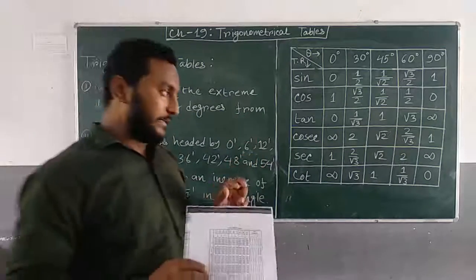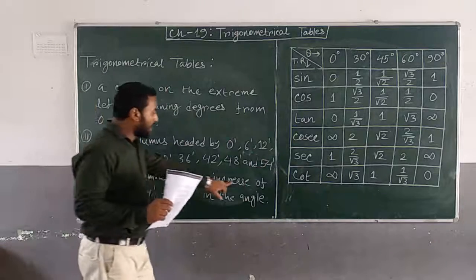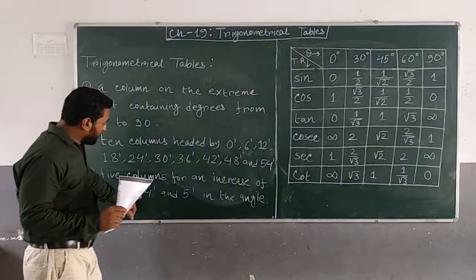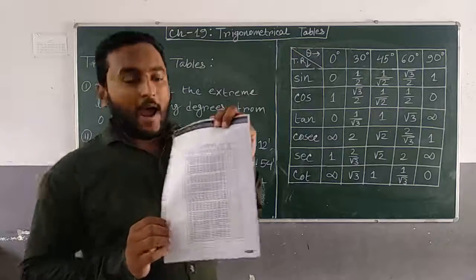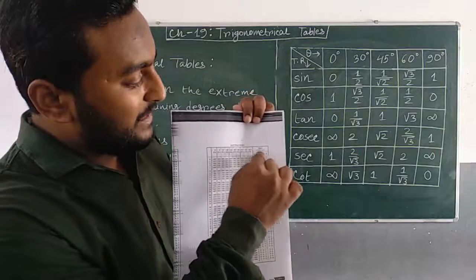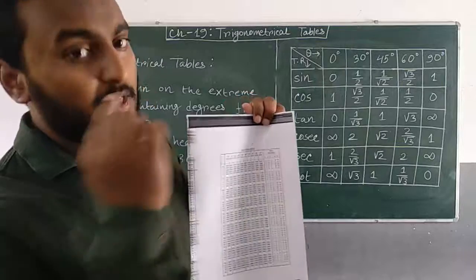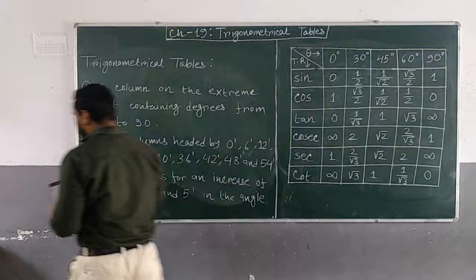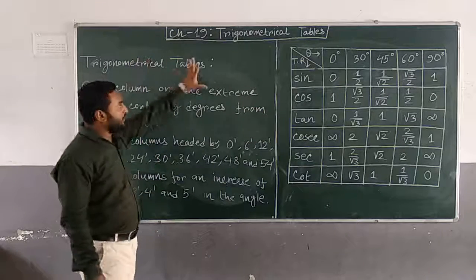And the last 5 columns are there, for an increase of 1 minute, 2 minutes, 3 minutes, 4 minutes and 5 minutes. At the rightmost side, these are known as mean differences: 1 minute, 2 minutes, 3 minutes, 4 minutes and 5 minutes. So 5 columns are there. These 3 parts are there in the trigonometrical table.